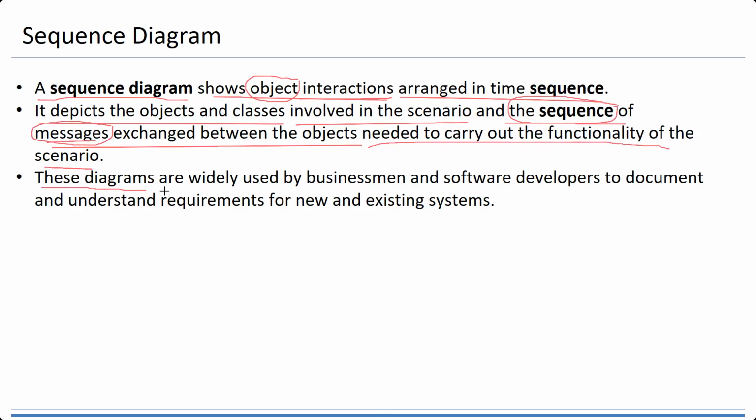These diagrams are widely used by the businessmen and the software developers. For the software developers, we can use the sequence diagram to understand the flow. For the businessmen, they will need this kind of sequence diagram to understand how the program works. It is for the document and understand the requirement for new and existing systems.